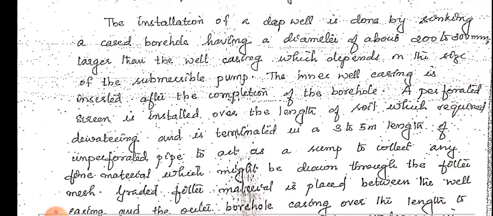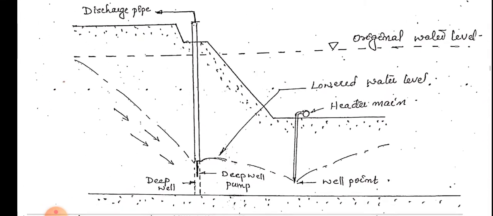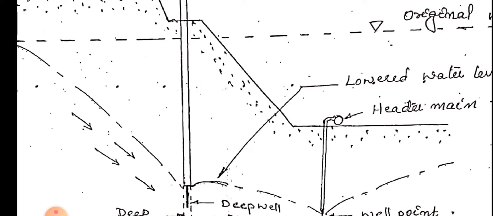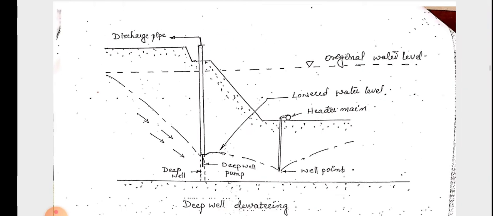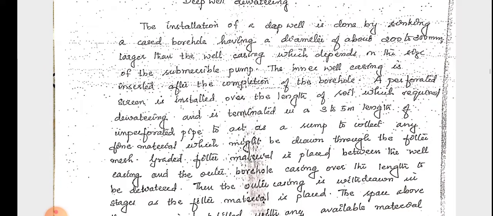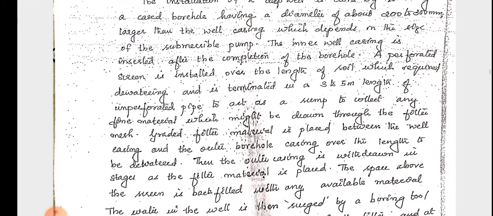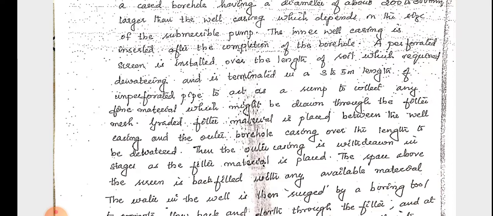Actually, here the perforations are there in this well casing, that is the discharge pipe, only up to a certain length. The unperforated pipe acts as a sump to collect any fine materials which might be drawn through the filter mesh, so that the water gets filtered as it enters from the soil.